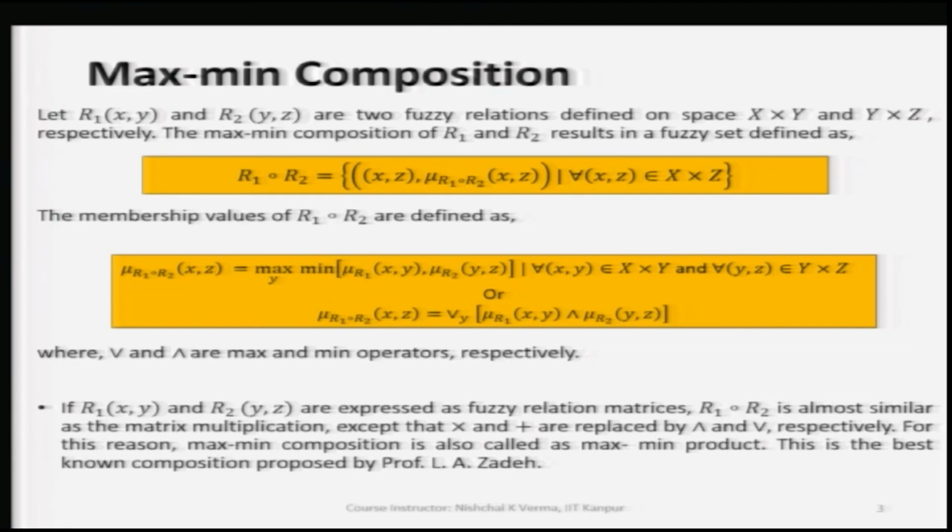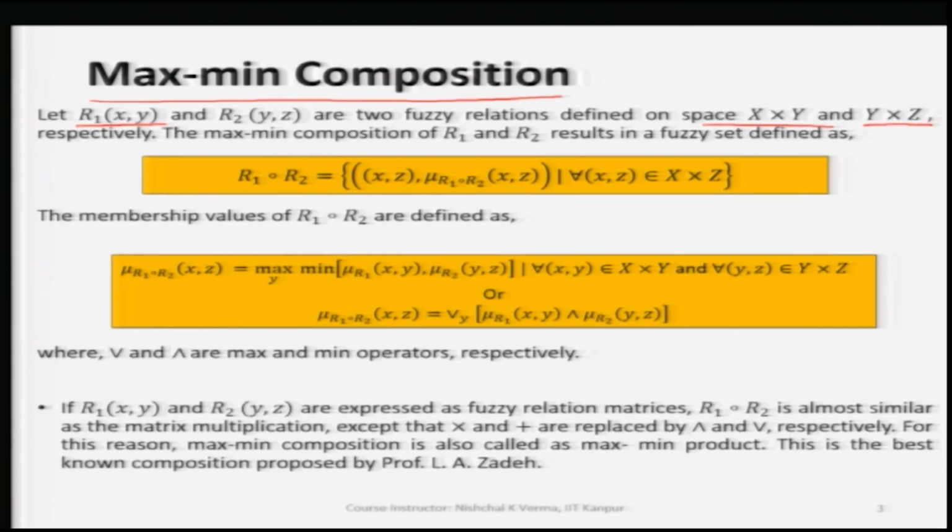Max min composition: here, let us have two fuzzy relation sets R1 and R2, where R1 is defined in terms of x y and R2 is defined in terms of y z. You can see here that R1 is in the universe of discourse capital X and capital Y, and R2 is the universe of discourse Y and Z.